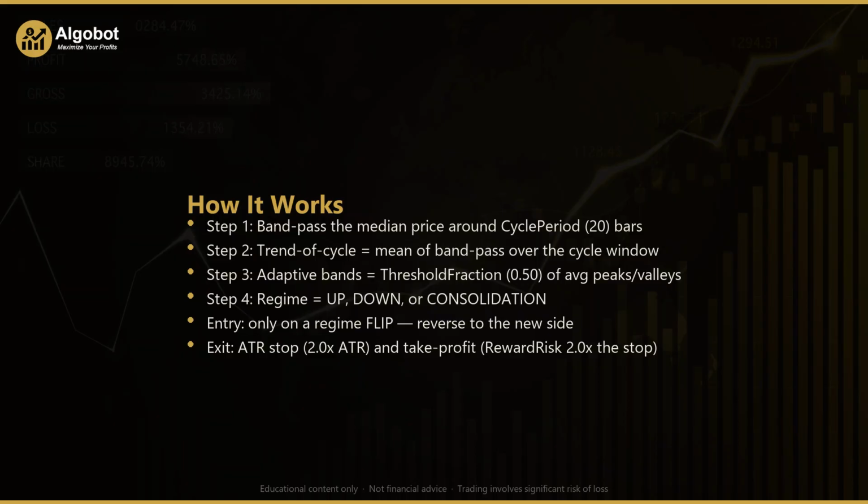For risk control, both stop loss and take profit are scaled by the average true range. The stop sits at the AtrStop multiple, defaulting to 2 times ATR, away from entry, and the take profit is placed at the reward-to-risk multiple, defaulting to 2 times that stop distance. Because ATR expands and contracts with volatility, the protective levels travel with the market.